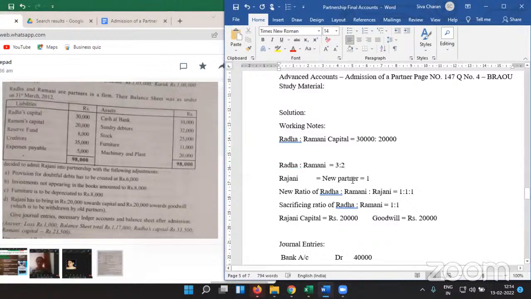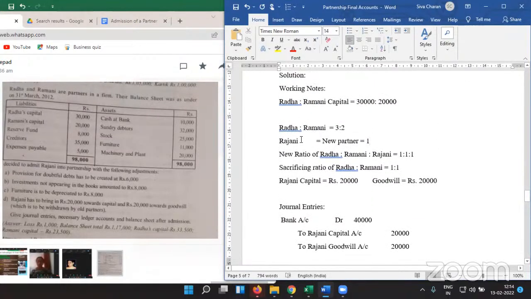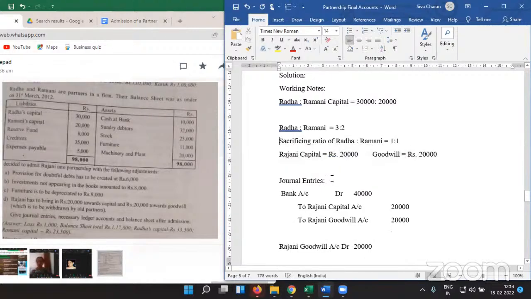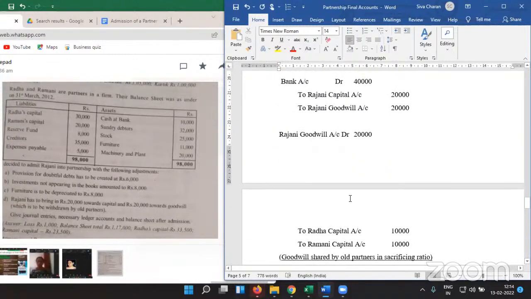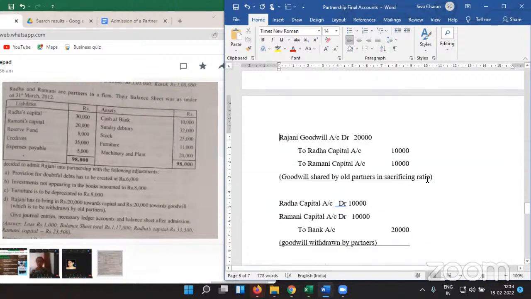3:2. Rajini is the new partner. How come they give 3:2 when the new partner's share is also not given? We don't need Rajini's share. The sacrificing ratio of Radha and Ramani is also 3:2. So goodwill is to be distributed among Radha and Ramani in 3:2.